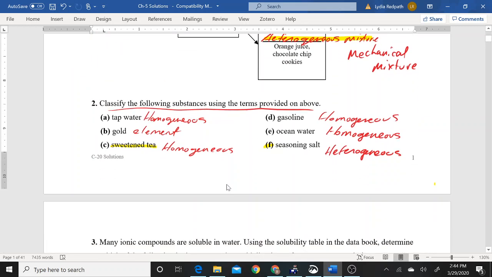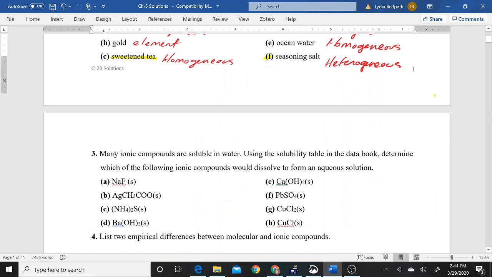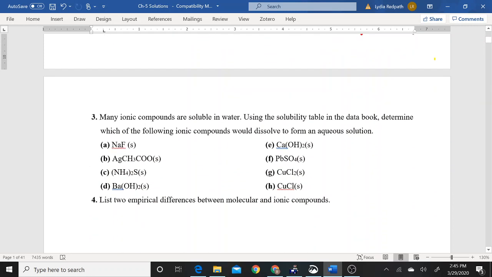Cool. So again, hopefully a better review for people. Next thing that we want to talk about, something we've talked about as well, is that lots and lots of ionic compounds are soluble in water. Pretty much all of them are soluble to some extent. That being said, some dissolve a lot better. So we're given a whole list of compounds right here, and we want to use the solubility table in our data booklet, page 6, to determine which of the following ionic compounds would dissolve to form an aqueous solution. So all we're going to do is say it dissolves or it doesn't dissolve. And even then, we could just say it dissolves for some of them.